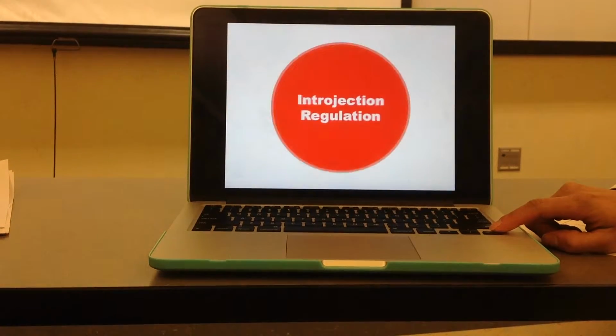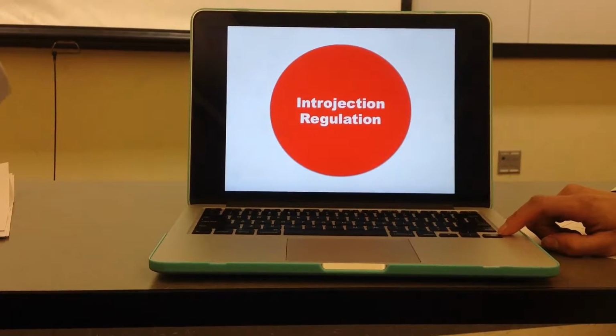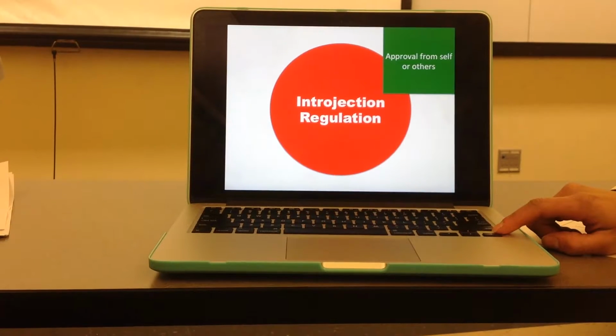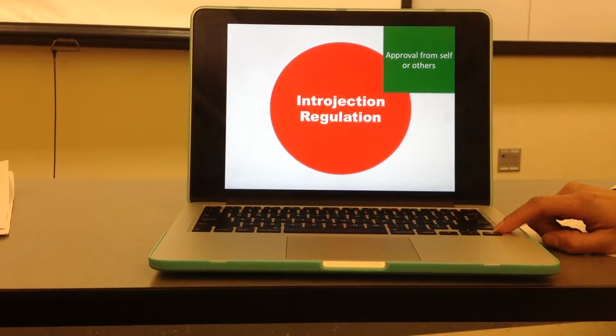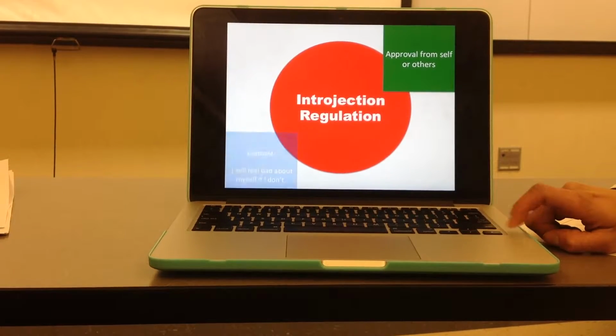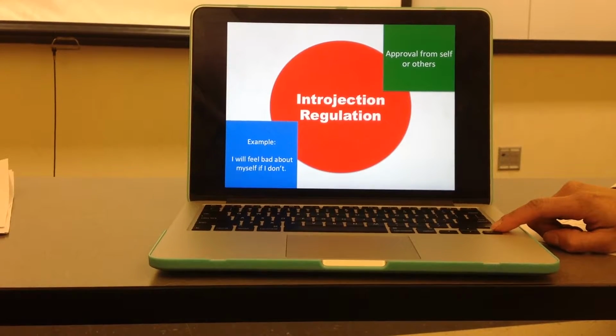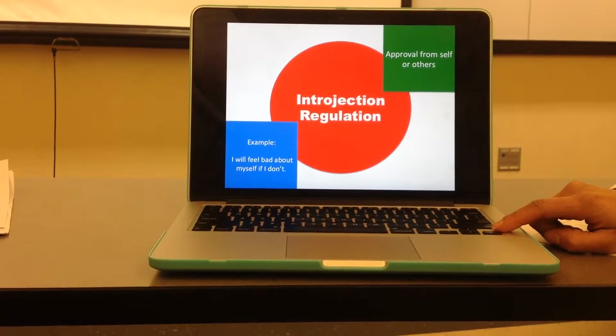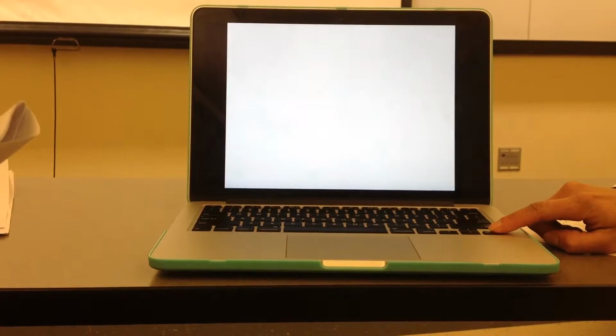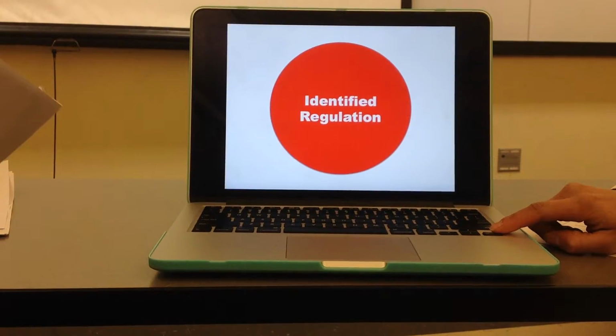The next subcategory is introjected regulation. It is defined as motivation due to the approval from self or from others. An example would be, I feel bad about myself if I don't do my homework because I won't get the practice. An additional example is, I will feel bad if I don't exercise because I already bought the gym membership.